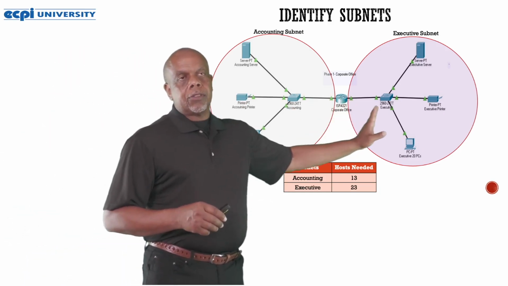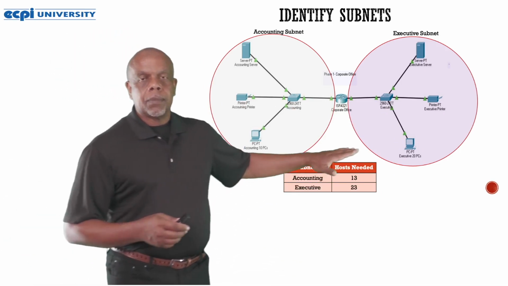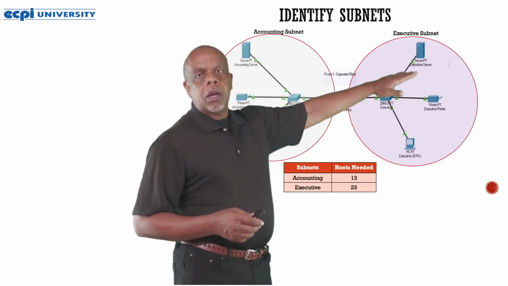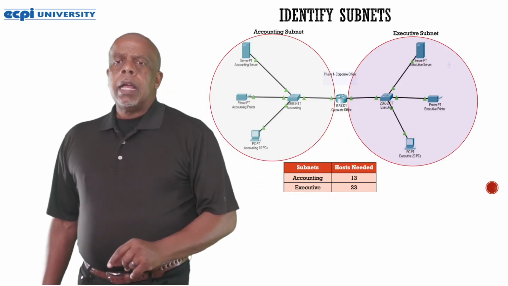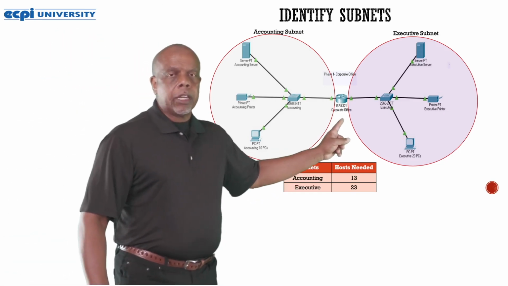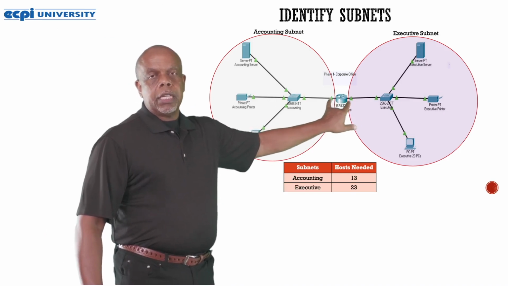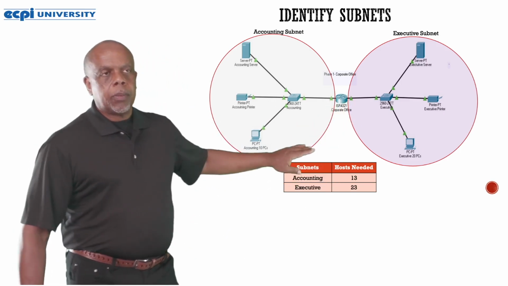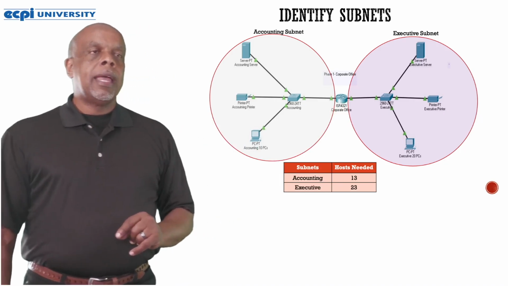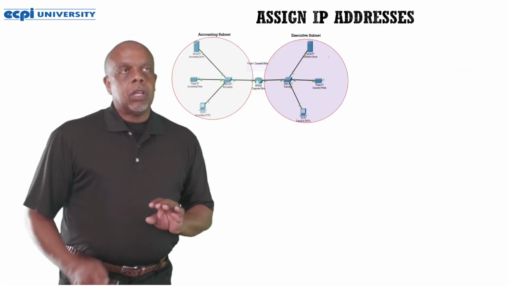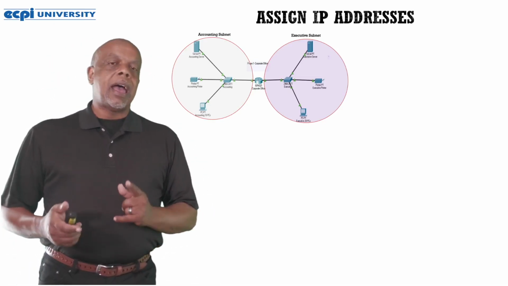If I look at the executive side, I'm actually going to need 23 IP addresses. The same thing: 20 PCs, 1 printer, 1 for the server, but also don't forget about that gigabit Ethernet interface on the router. Both of these have to have IP addresses assigned to them. So I'm going to need 13 for accounting and 23 for the executive side. Now that I understand that, I can go to the next step of actually assigning IP addresses.